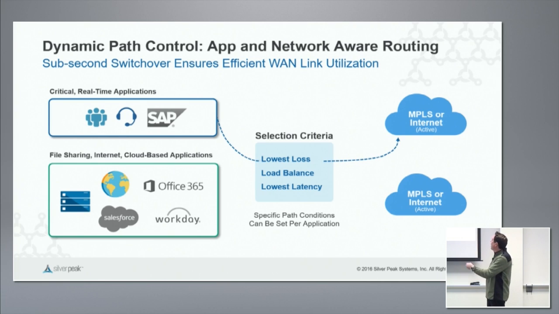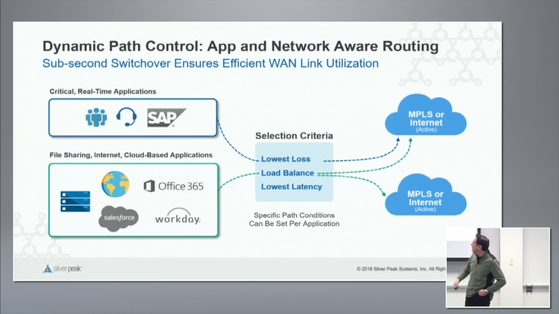So in this example, we've got either 2 MPLS connections or 2 internet connections or MPLS plus internet. And we're guaranteeing that the critical real-time applications, the SAP application, is taking the lowest-loss path. And then for the rest of the applications, the file sharing, the internet access, whatever it may be, we're going to load balance them across both available paths that we have.